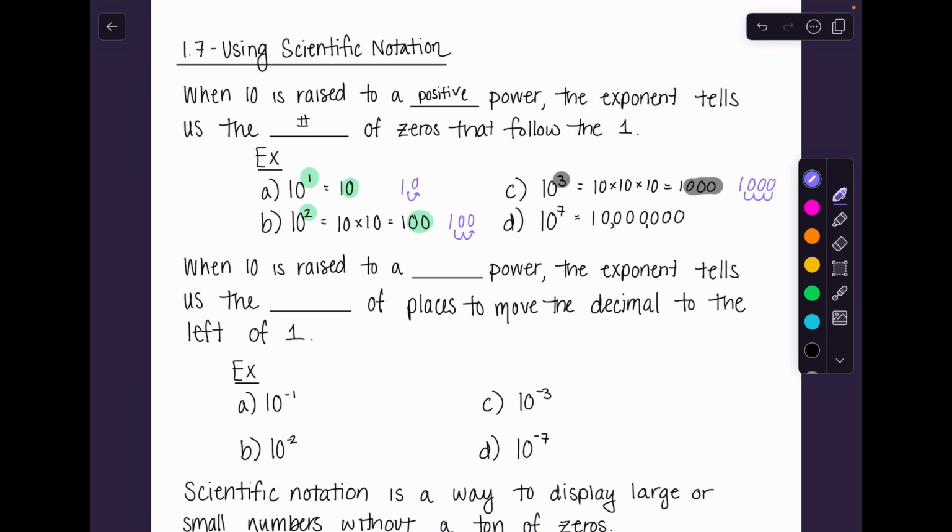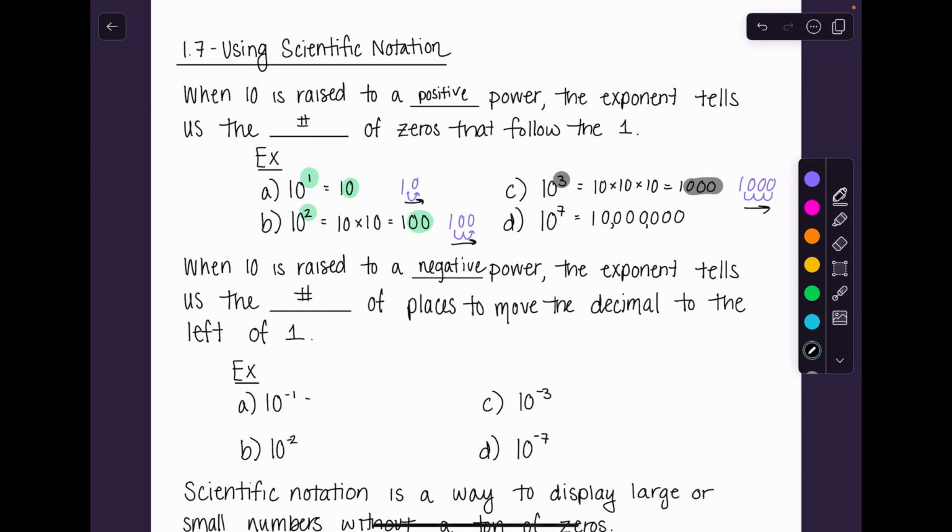So we haven't done too much with negative exponents, because what does it mean to have a negative number of times you multiply things? So this is where we're going to take the next extension to these exponents. So when 10 is raised to a negative power, the exponent tells us the number of places to move the decimal to the left of 1. So here we're moving the decimal to the right of 1 each time. Now a negative exponent is going to have the opposite relationship, okay?